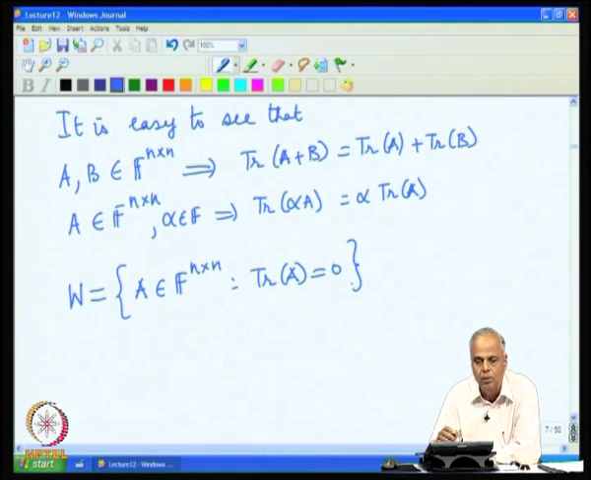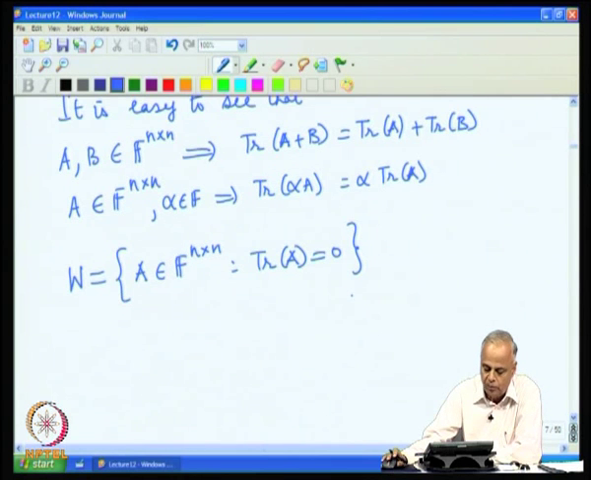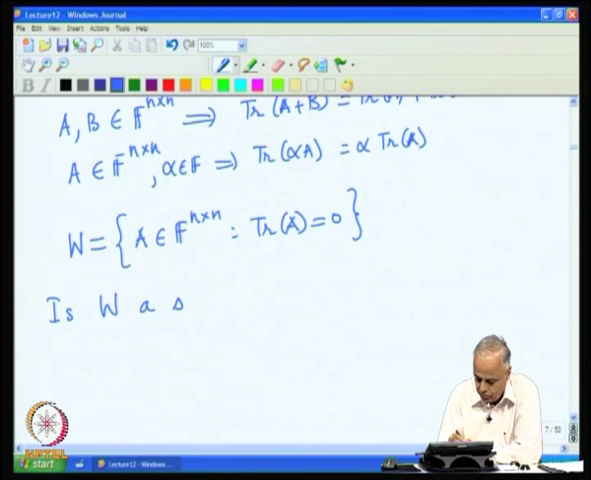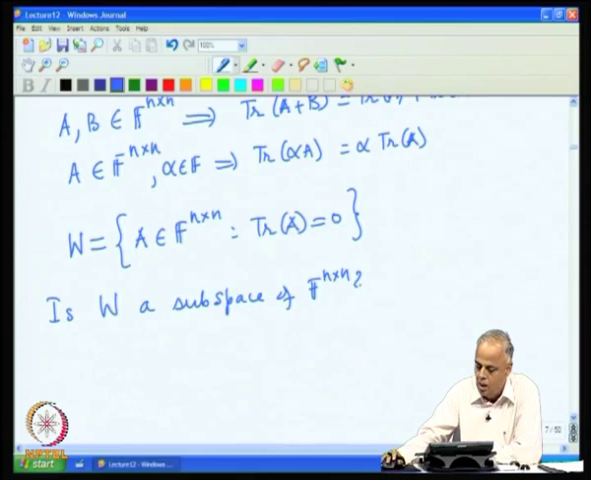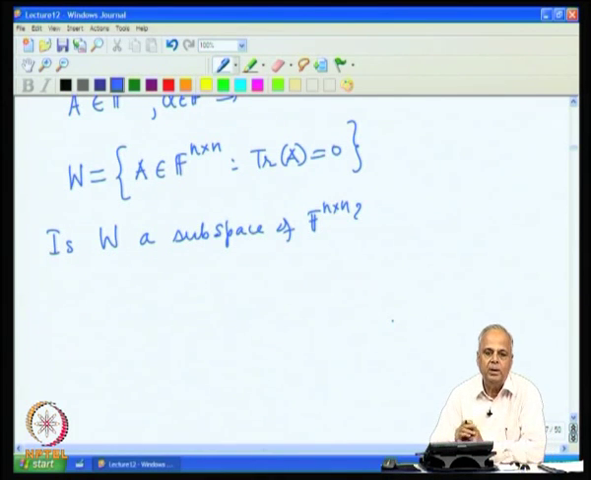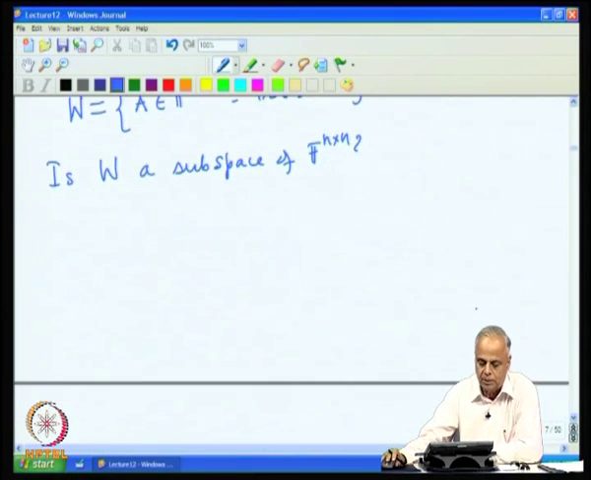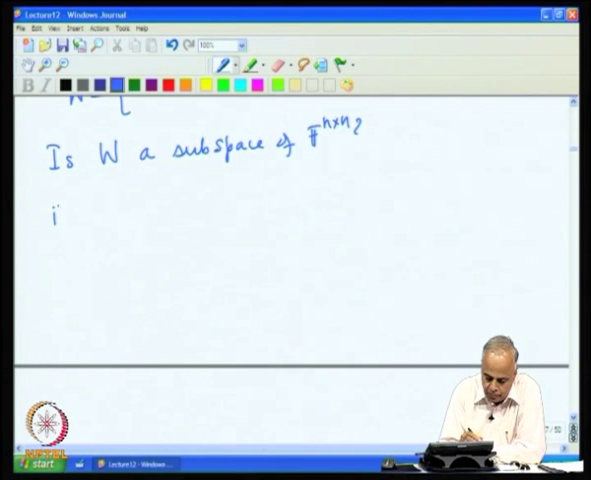So, we look at all those n by n matrices for which the trace is 0. Now, let W be a subspace of F n cross n. Again, in order to verify whether something is a subspace or not, we have to verify three things: the fact that W is non-empty, the fact that W is closed under addition, and the fact that W is closed under scalar multiplication. Let us check each one of these.